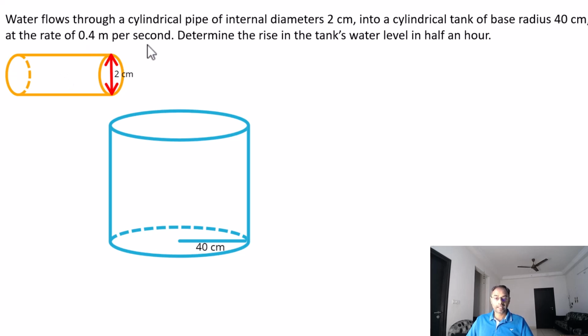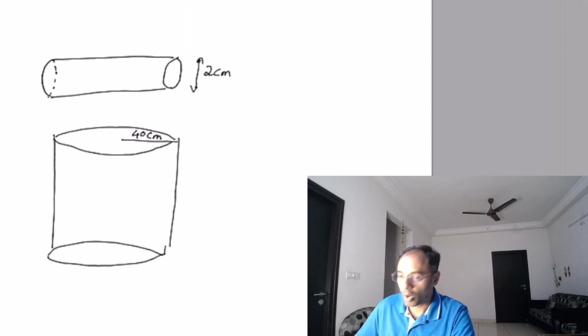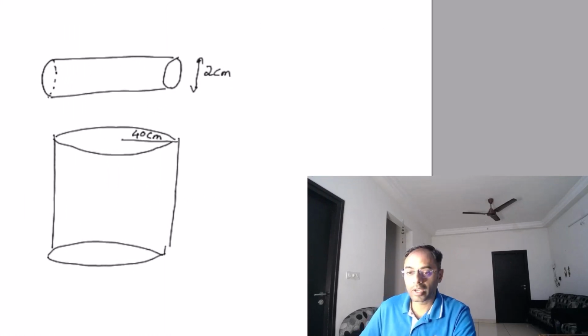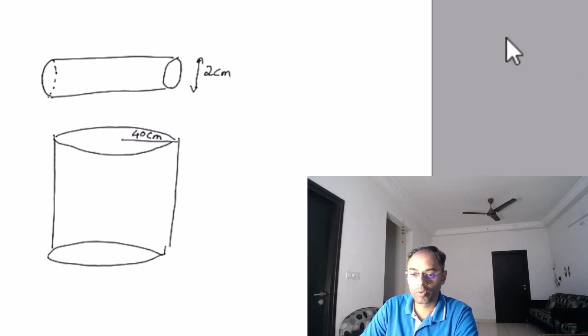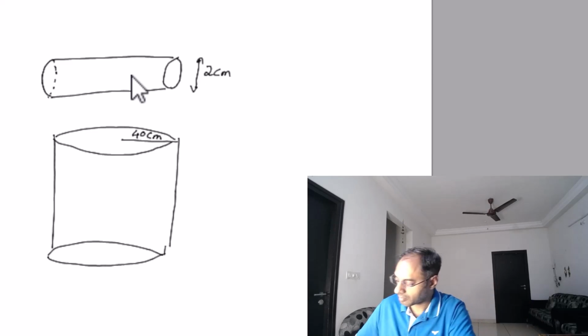0.4 meters per second is the rate at which it flows. So every second there is 0.4 meter flow through this pipe, 40 centimeters. Okay, now let's try to calculate the volume of this pipe first. So we need to find out what will be the volume of the pipe in half an hour. So what will be the volume of water that will be flowing through the pipe in half an hour?